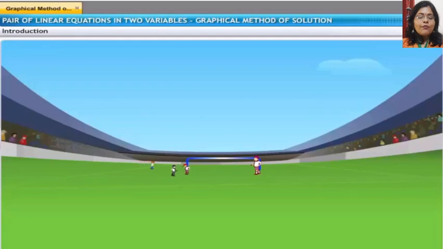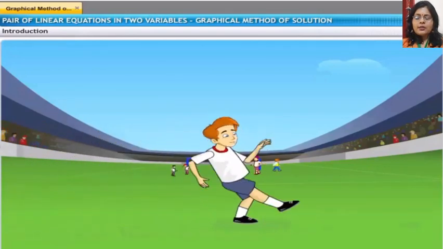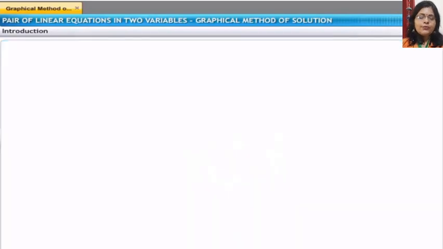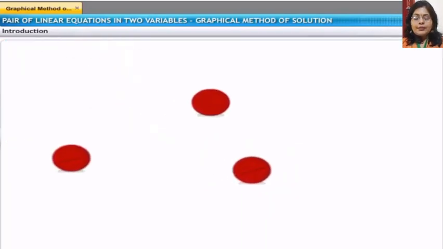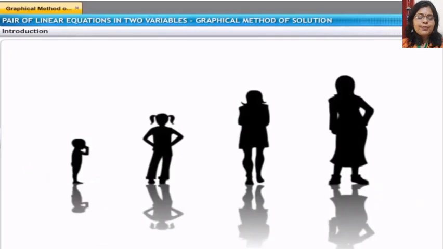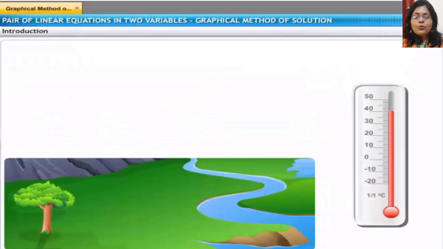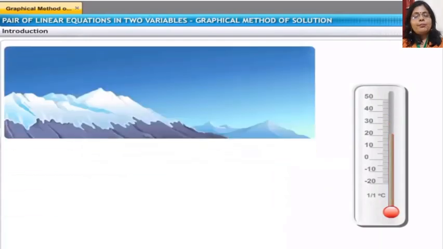So now we know that in everyday life we share one-to-one relationships with each other. Now this is a match going on. The harder the ball is kicked, the farther it will go. And there are five balls and two balls. More balls, more balls. Again, there is a relationship here. As the age increases, the growth also increases. One more example is, the higher you go, the lower the temperature will be.